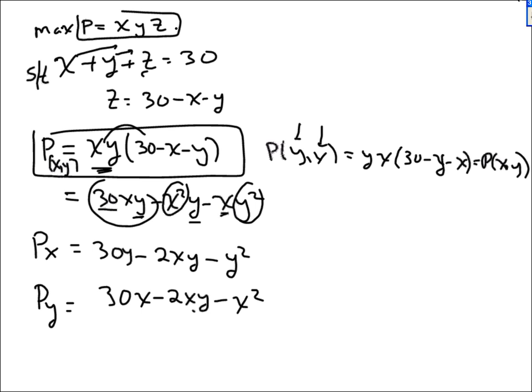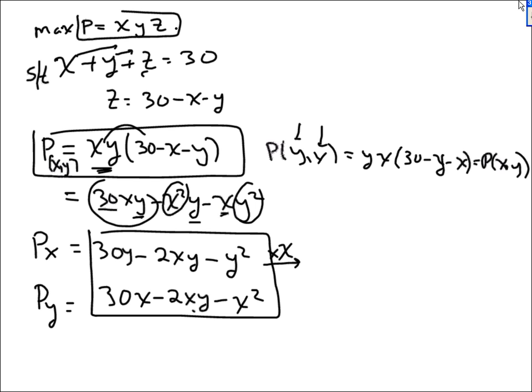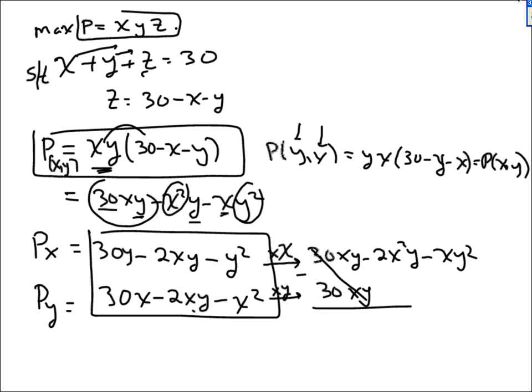And we want to set both of these equal to 0 and solve. For the first equation, I'm going to multiply by x. That gives me 30xy minus 2x squared y minus xy squared. In the second equation, I'll multiply by y. The only reason I'm doing that is because upon subtraction, I see that canceling out. And I'm hoping everything else works out well.